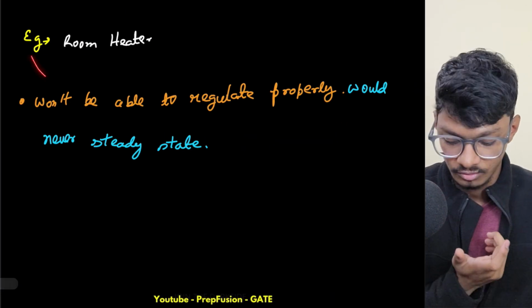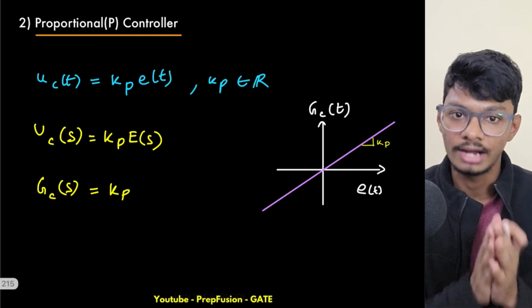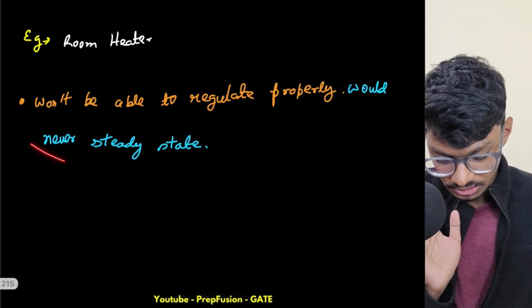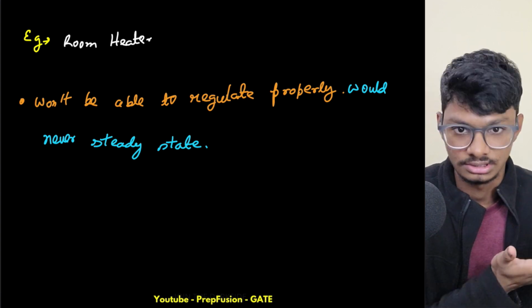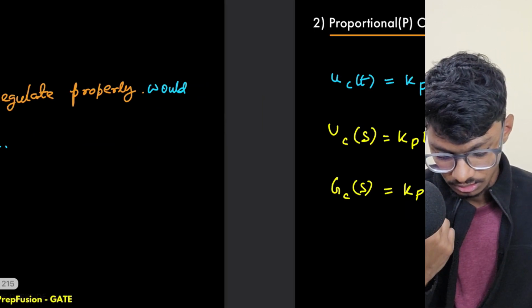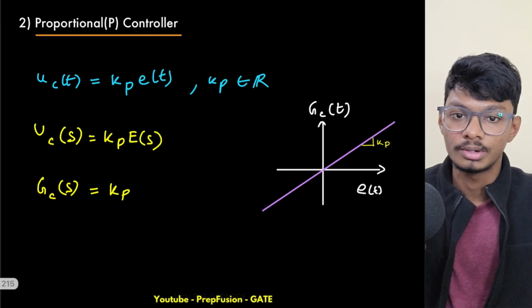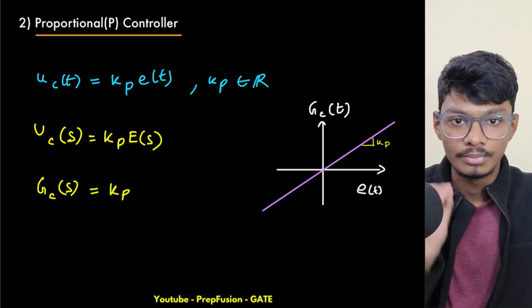The example we learned about was a room heater. This was very simple, and we don't use this because it never goes to steady state. Next, we learned about the proportional controller.